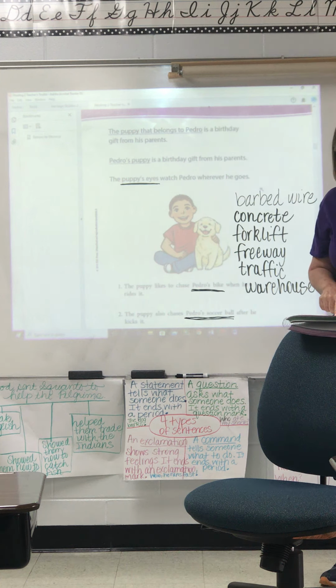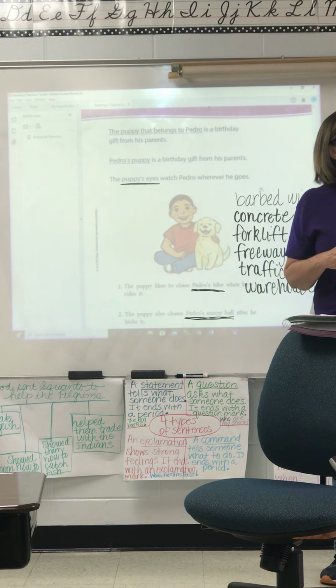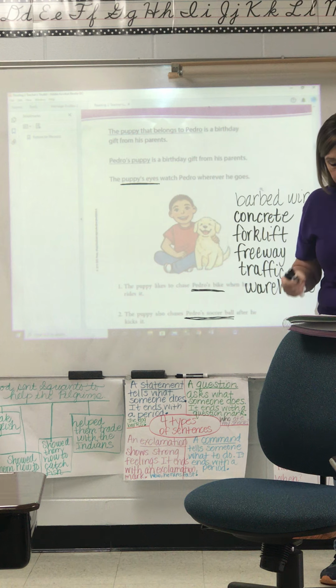All of the cars drive fast on the blank. That answer is freeway. A freeway is sometimes called a highway. It's much larger than just the streets that we live on. It's more like an interstate, okay?